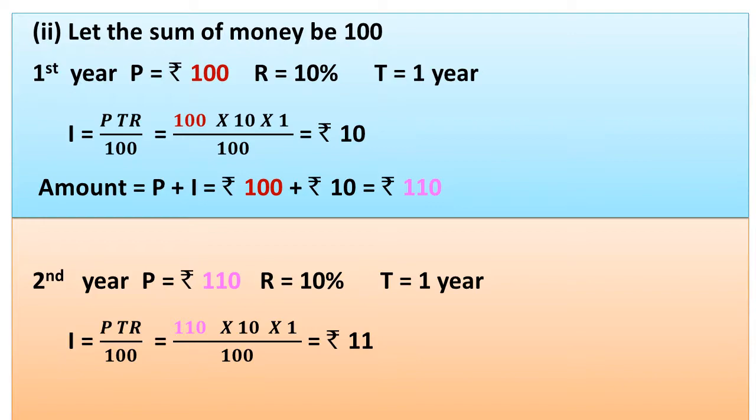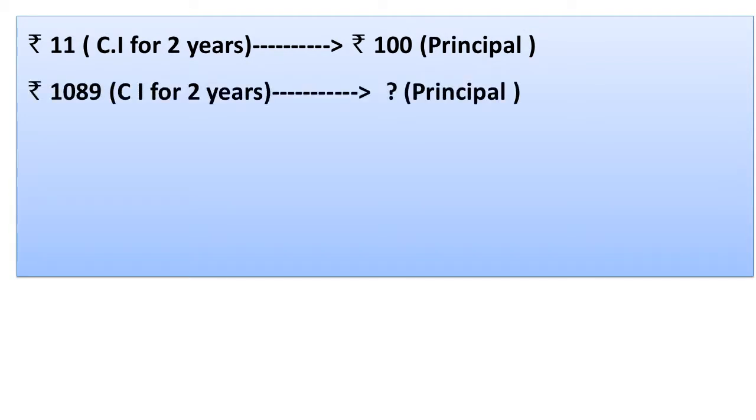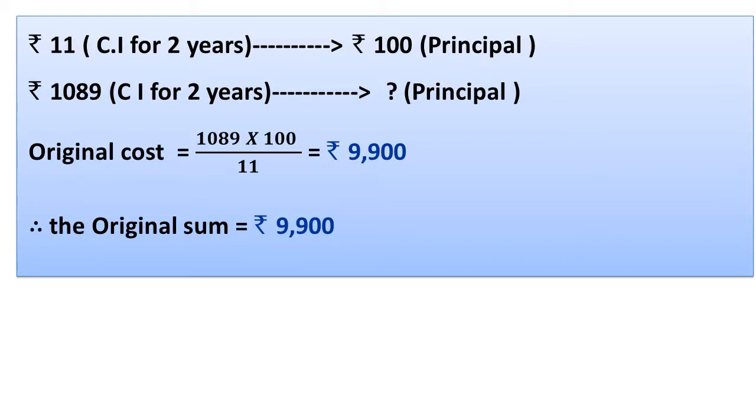Now start comparing. If the compound interest for the second year is ₹11, then the principal is ₹100. If the compound interest is ₹1,089, then what would be the principal? The principal will be equal to ₹9,900.